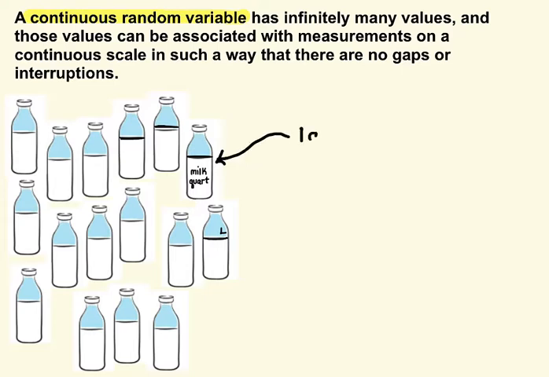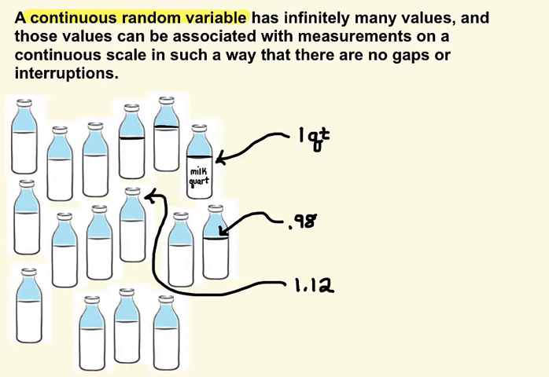And my first container could have a volume of exactly 1 quart. I could randomly be pulling these off the shelf, and so my first quart container actually has 1 quart of milk. But I could randomly grab another quart container here, and this one may have 0.98 quarts. And then I could go ahead and randomly grab another over here. Let's grab this quart. And it may have a little bit more than a quart, say 1.12 quarts. Well, each one of these values, the 1, the 0.98, and the 1.12, represent a continuous random variable.